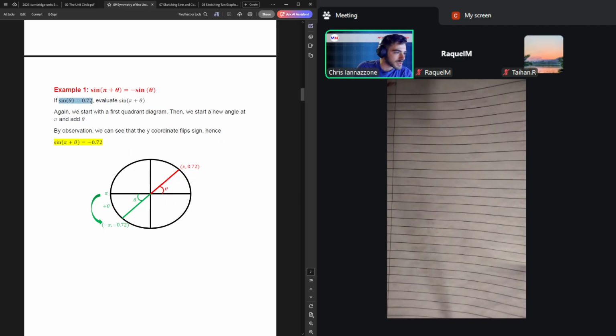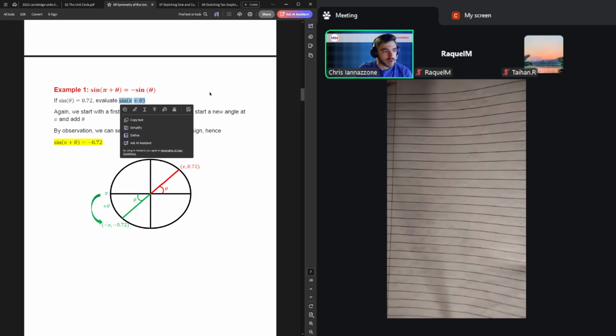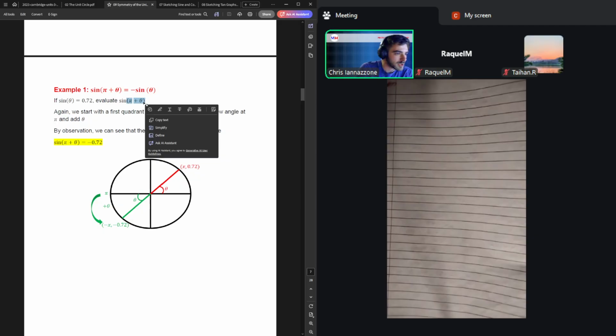Basically, the way this always ends up working is you start with your value. In this case, sine is equal to 0.72. So that means that the y value on your reference angle is 0.72. Then you look at this: is it pi plus theta? Is it pi minus theta? What actually is going on there? This one is pi plus theta.